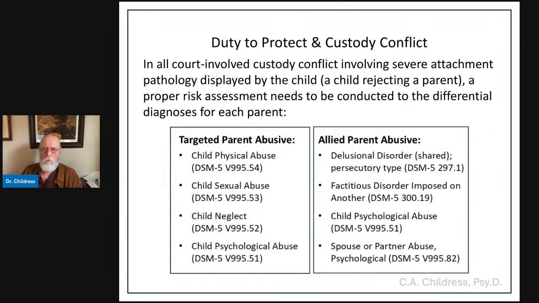So in all court-involved custody conflict involving severe attachment pathology displayed by the child rejecting a parent, a proper risk assessment needs to be conducted to the differential diagnoses for each parent. And there's the differential diagnosis. Either the targeted parent is abusing the child in some way, in which case there needs to be a returned diagnosis of child abuse, or the allied parent is creating a delusional thought disorder, an encapsulated persecutory delusion, and a false, factitious attachment pathology imposed on the child for secondary gain to the allied parent. With either one or both of those would be an additional child psychological abuse diagnosis and an additional spouse or partner abuse psychological diagnosis from the DSM-5.